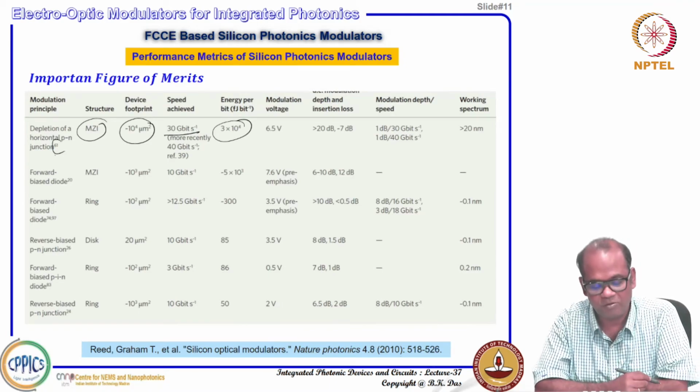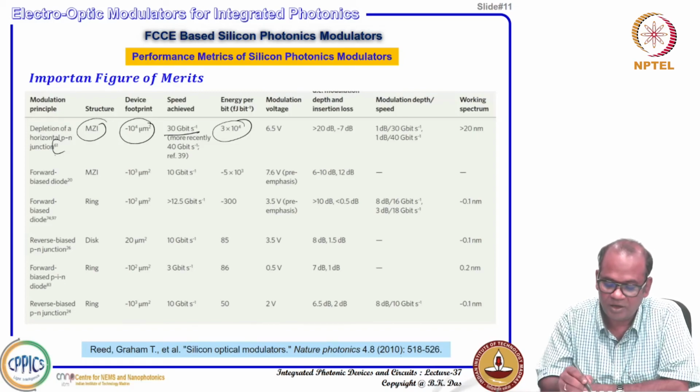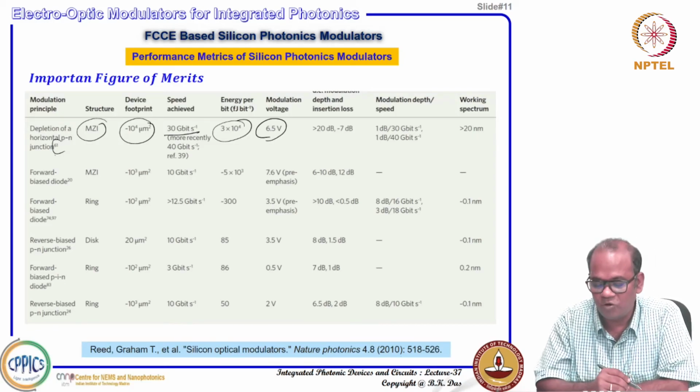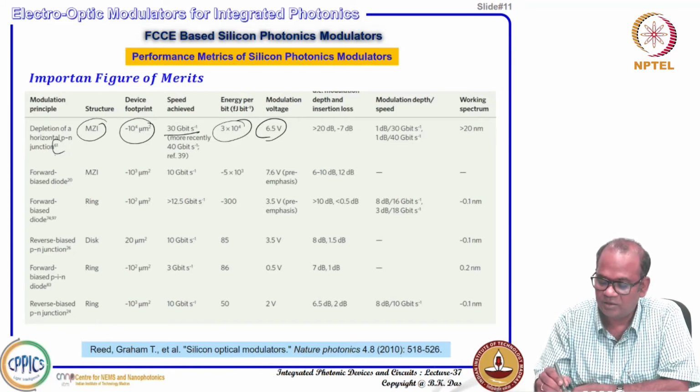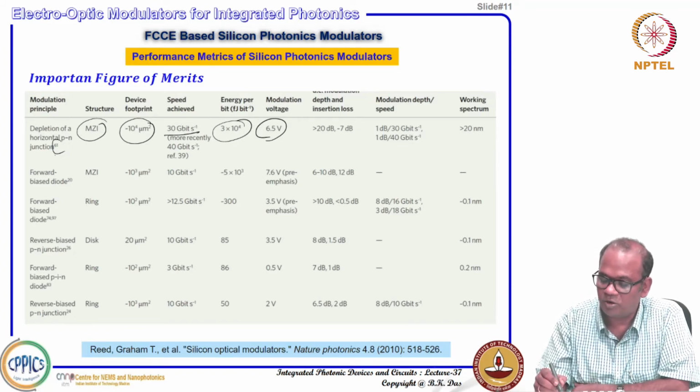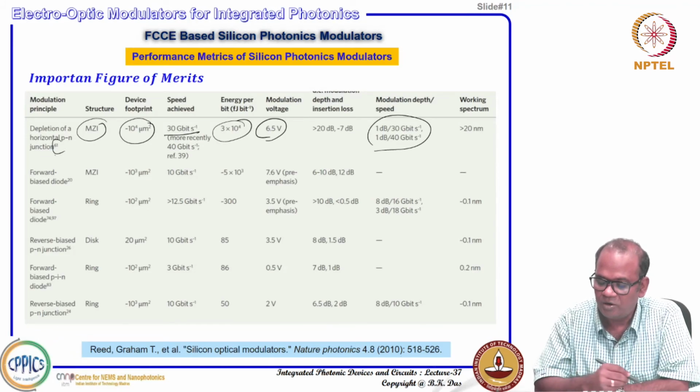That's a large amount of power for this Mach-Zehnder interferometer. Modulation voltage 6.5 volt, large. And then the extinction is very good, greater than 20 dB, and insertion loss is 7 dB, meaning the input to output insertion loss. And modulation depth versus speed, that means how the modulation rolls off, is given here as 1 dB per 30 Gbps. Okay, and working spectrum, that means optical bandwidth.